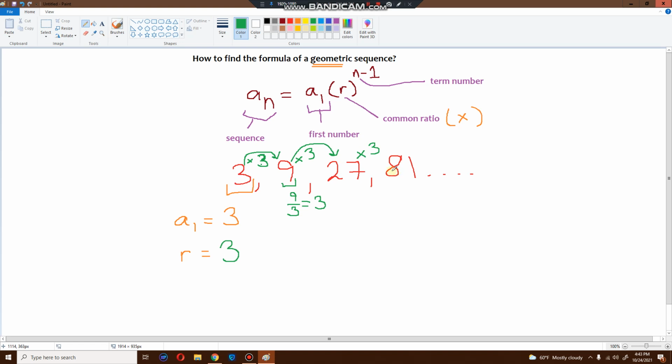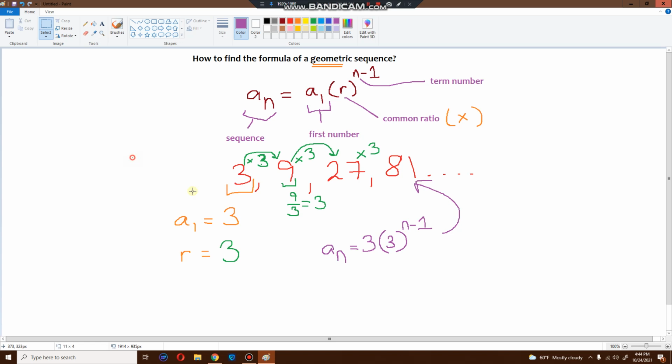Now that you know this, let's just plug into our equation. So my equation was a of n, or a sub n, is equal to a sub 1, the first number, which is 3, multiplied by the common ratio, which is also 3, to the power of n minus 1. And there we go. We have found the formula of this particular geometric sequence. This is how you do it. Let me show you another example.